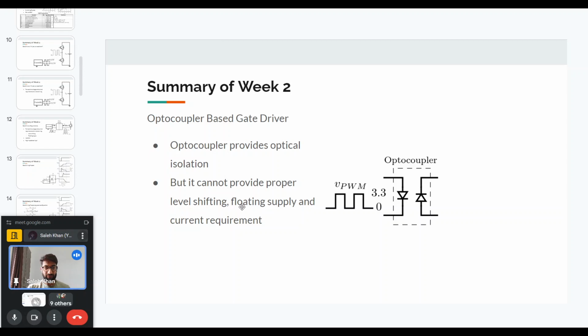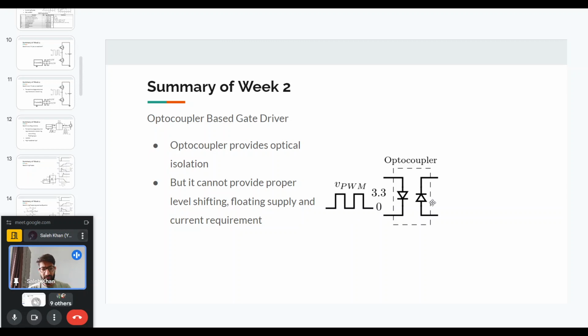optocoupler based gate drivers. An optocoupler basically provides optical isolation. If we have a PWM voltage, let's say 0 to 3 volt, it is given to a light emitting diode, an LED, and at the receiving end we can have a BJT or another LED that will turn on accordingly. There is some other circuitry involved, but basically with an optocoupler we can isolate the input pulses and the output pulses. There will be no electrical path between these two portions of the circuit, so these are optically isolated.